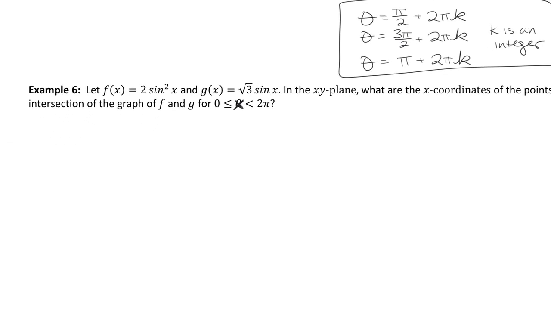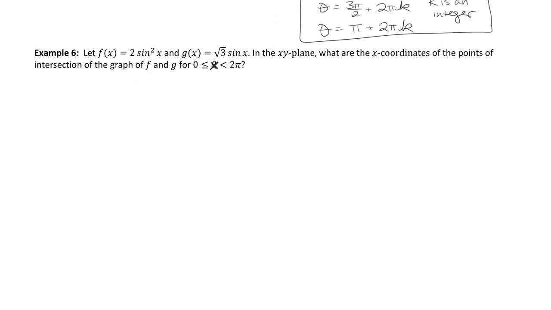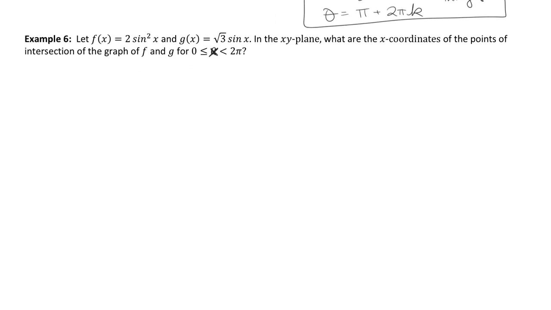Now you guys answered this earlier. What does it mean for two graphs to intersect? Where they cross, they're equal. So what we're going to do is kind of like the front page. We want to know where f of x will be the same as g of x, so I can substitute their equations in. This is going to be 2 sine squared of x equal to square root 3 sine of x.